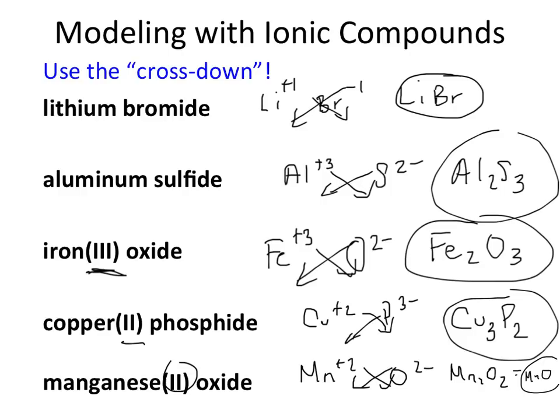So these are just a few examples of working with ionic compounds. This is utilizing the cross-down method to go from name to formula. Make sure that you're paying attention to your parentheses whenever there's a transition metal present. Remember that that indicates the charge on your cation, your metal ion. And also make sure that you are reducing subscripts anytime something can be evenly divided by a common value.